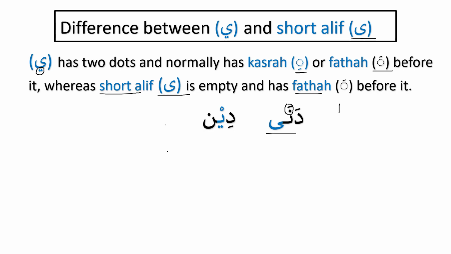What about dinun? Dinun. Yeah. We have Ya over here. Excellent. For two reasons: we have Kasra before it, and also it has two dots, so that's why we will say that this is Ya. Excellent. And then we have wailun. What about wailun? Is this Ya as well? Again, excellent. And the reason is the same, that we have two dots under it. However, as I mentioned, sometimes it can have Fatha before it, but most of the times it takes Kasra before it, because Ya is compatible with Kasra. However, it is possible that it can have Fatha before it.